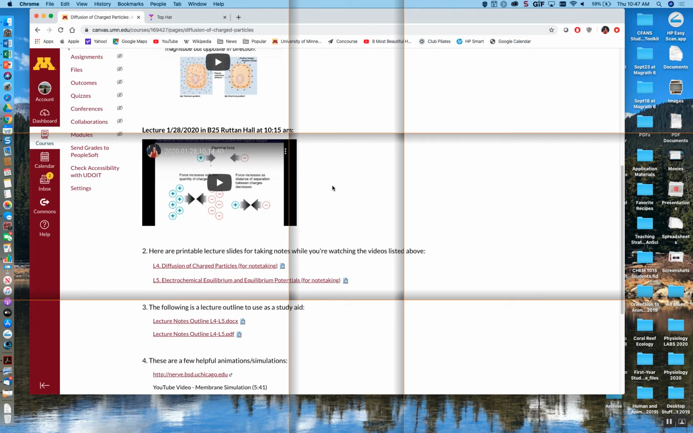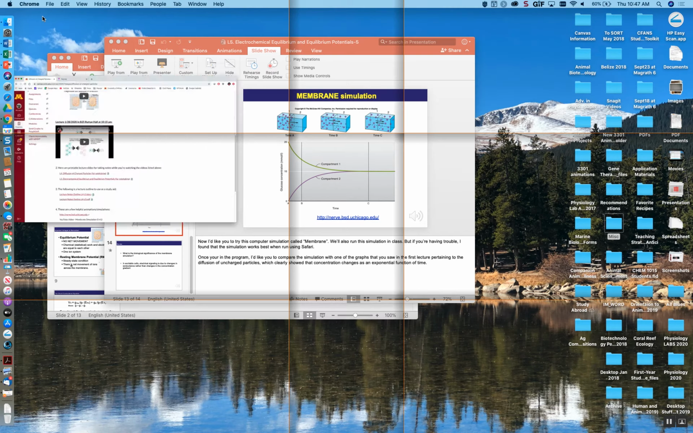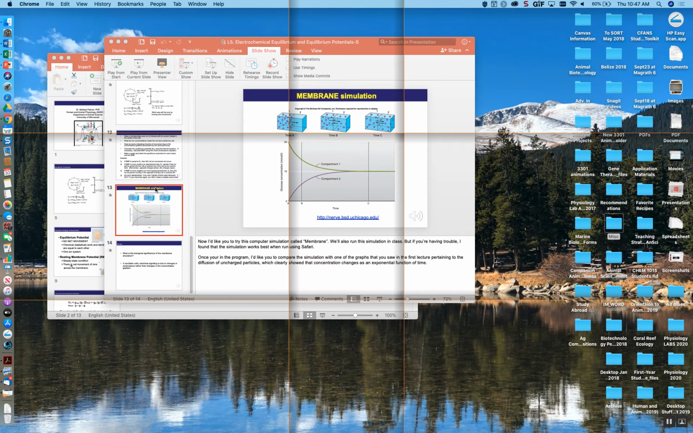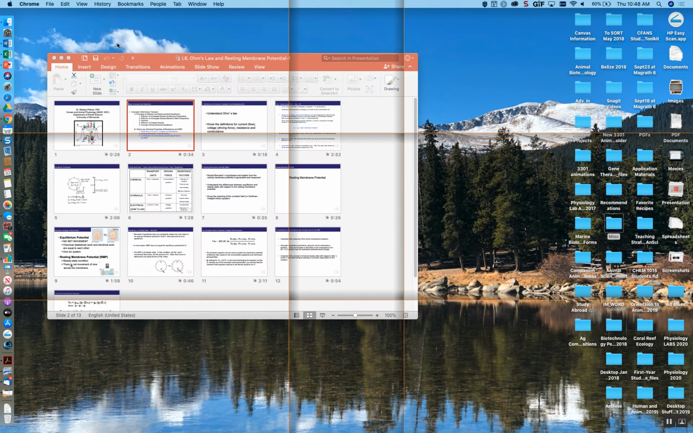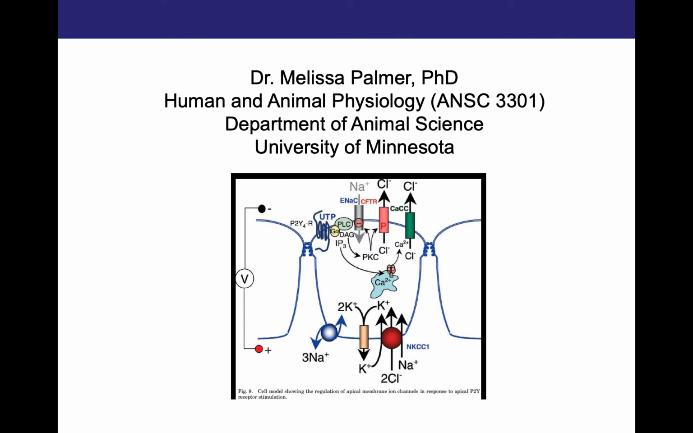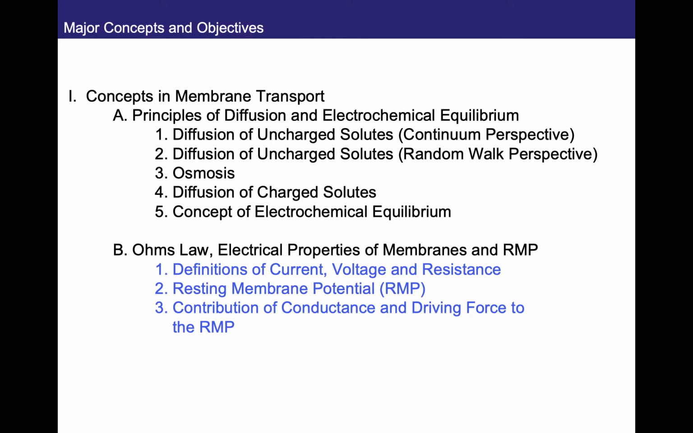All right, so let's fill in some blanks. I realize I just said a mouthful, and you're probably like, I didn't catch that last part. Okay, I get that. I get it. So let's fill in some of these blanks. Now some new material. We're going to actually go through Ohm's law. We talked about Ohm's law on the very first day. And then we're actually going to go through the resting membrane potential and then the contributions of conductance and driving force to the resting membrane potential. So this is where we're going today.